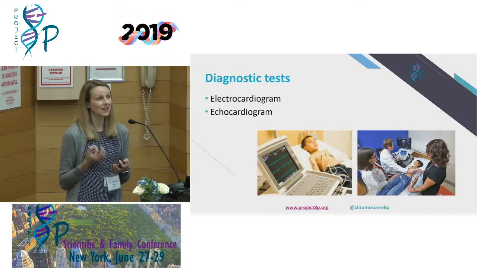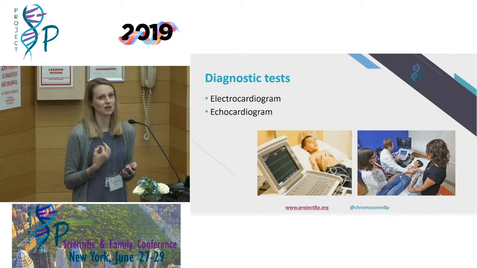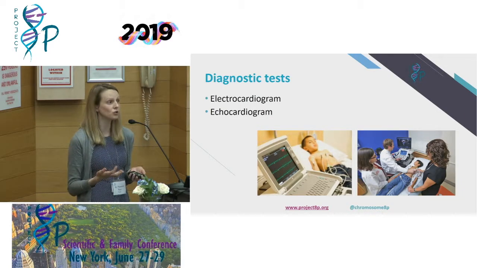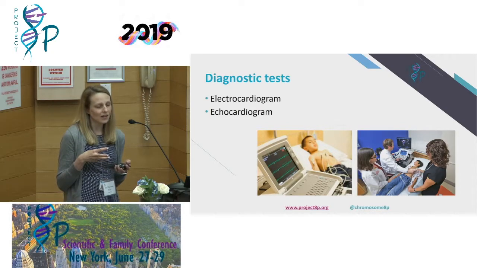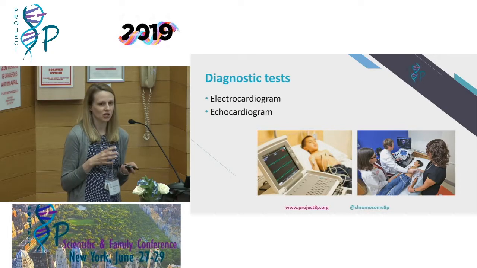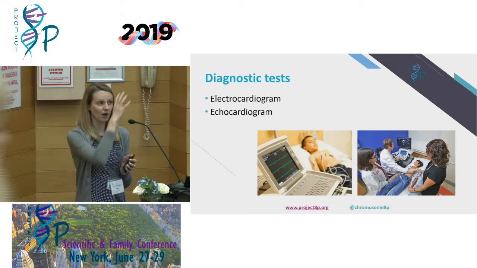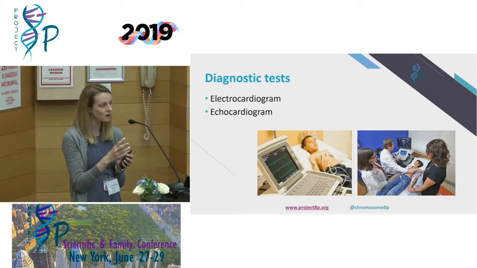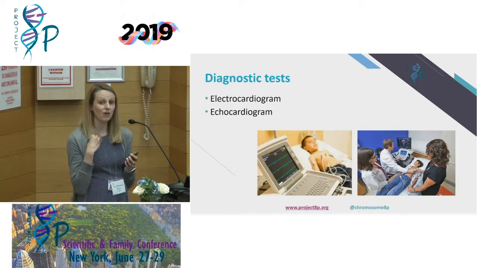But the way that we really diagnose and follow congenital heart disease is with an echocardiogram, which is an ultrasound of the heart. And the ultrasound of the heart gives us a lot of information. It tells us about the structure of the heart, so how those chambers and vessels are formed. It allows us to see how the blood is flowing.